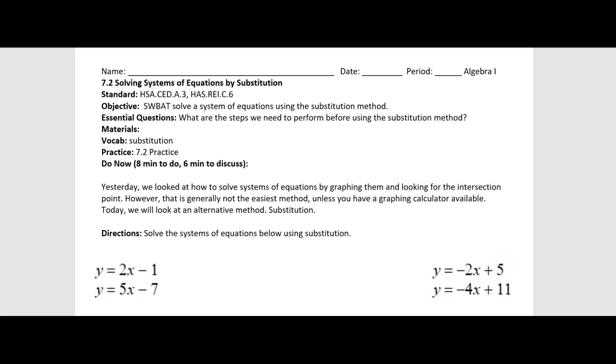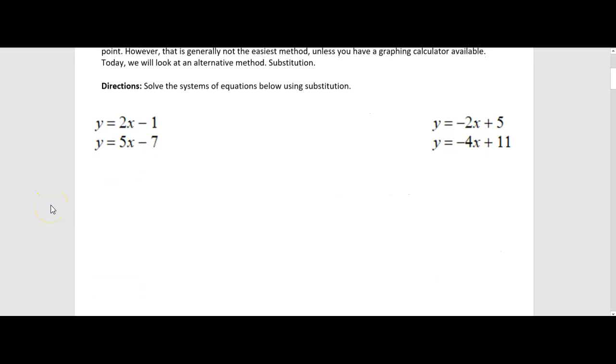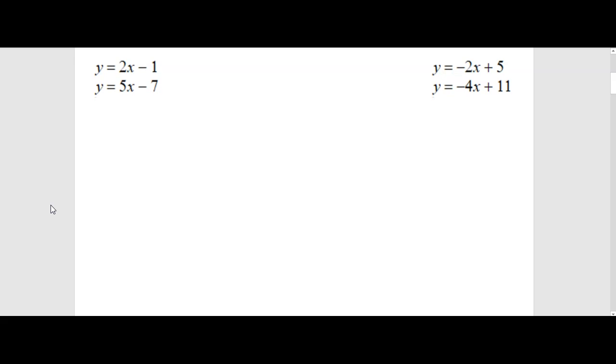Today we're going to talk about how to solve systems of equations by substitution. So we've already talked about how to solve systems of equations by graphing. Now we're going to talk about an alternative method. I think we're going to do about 3 examples today, and they're going to get progressively harder. So let's take a look at the one on the left.